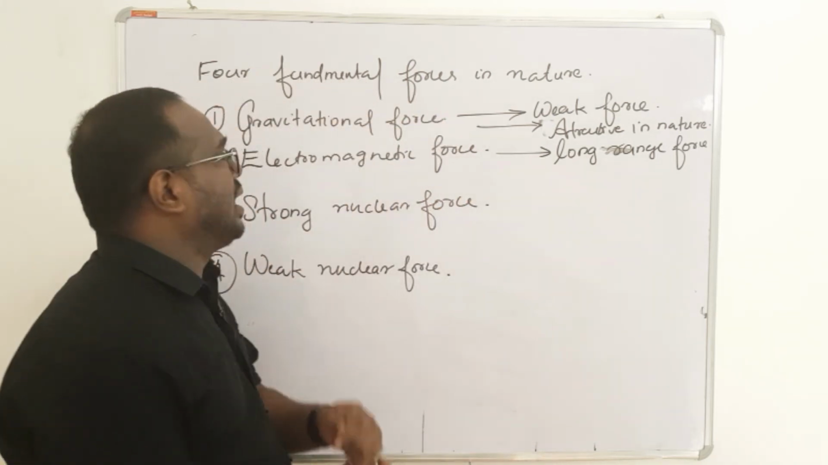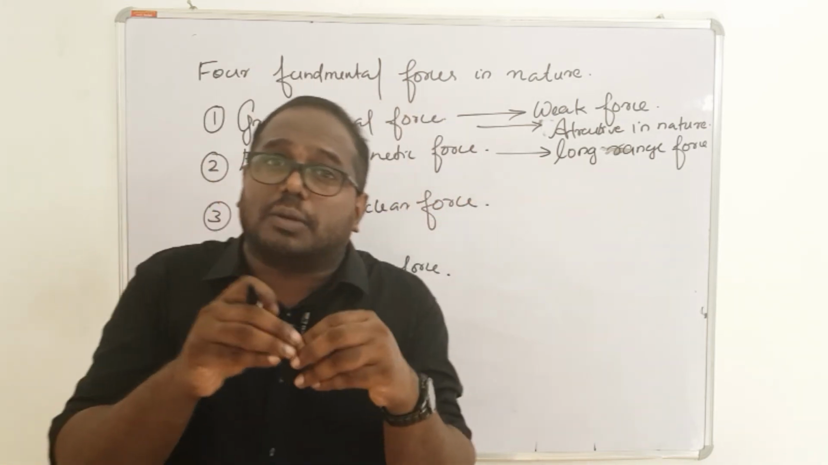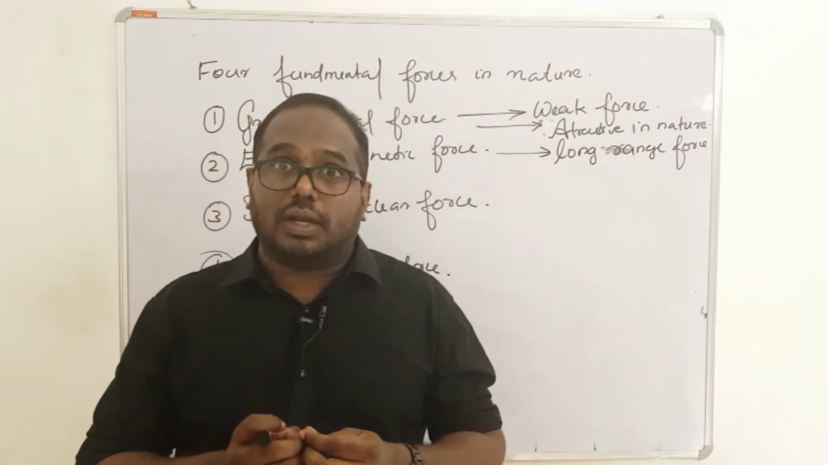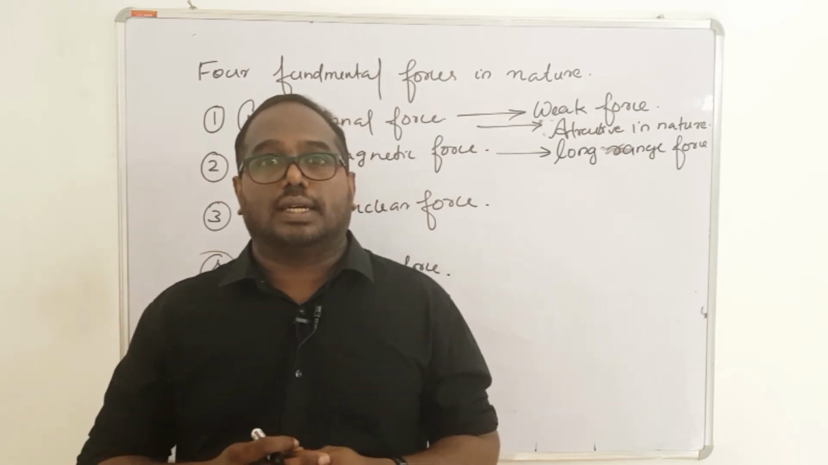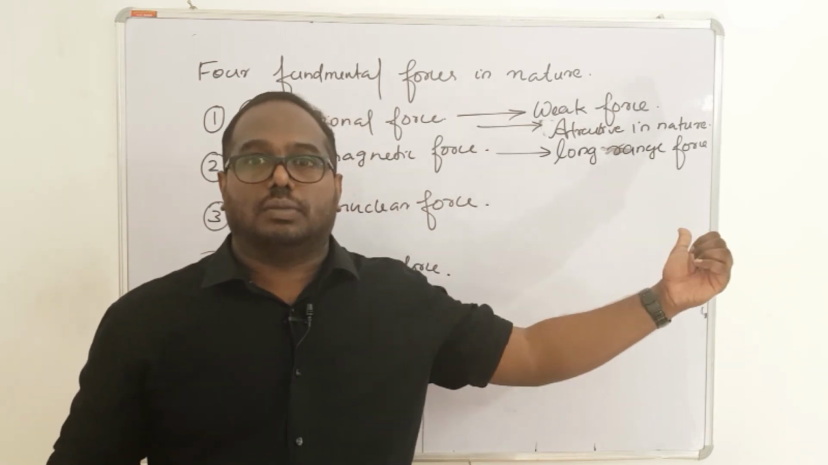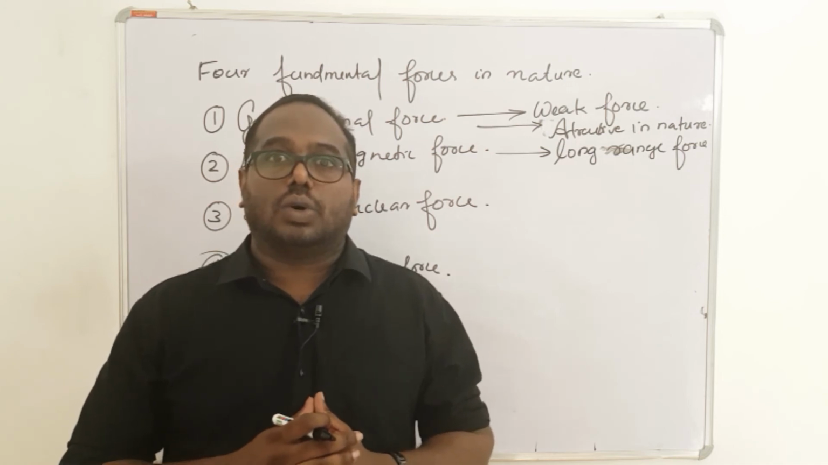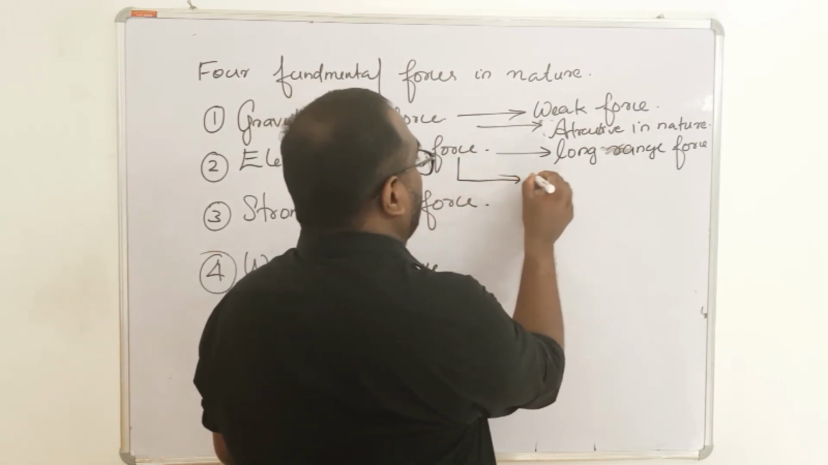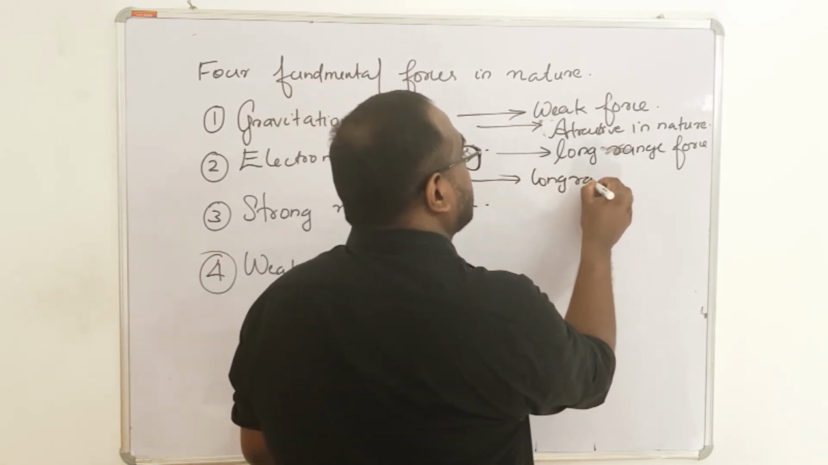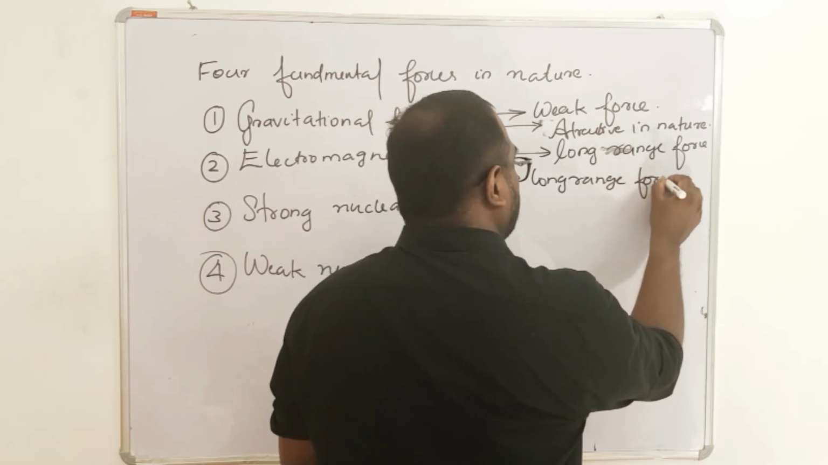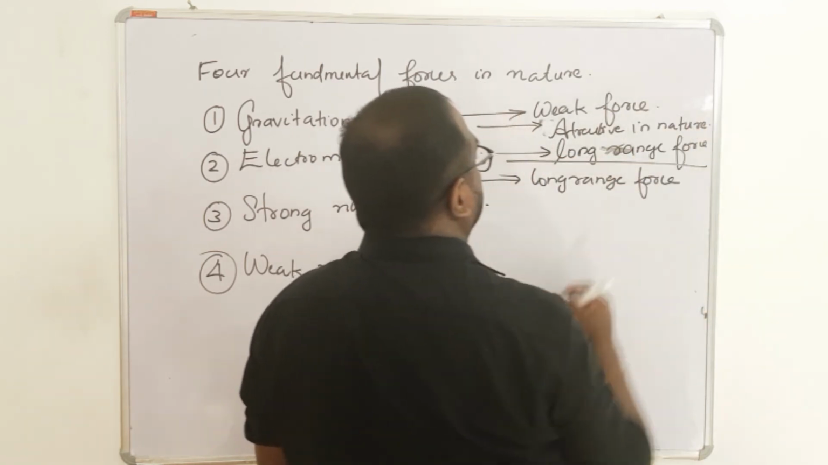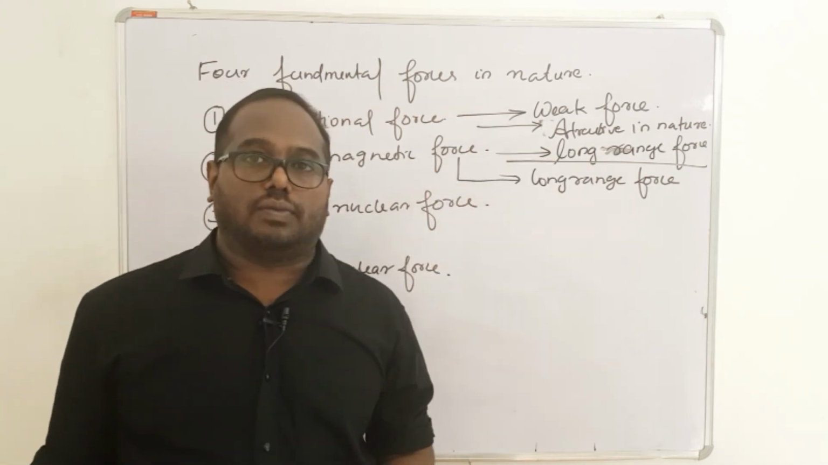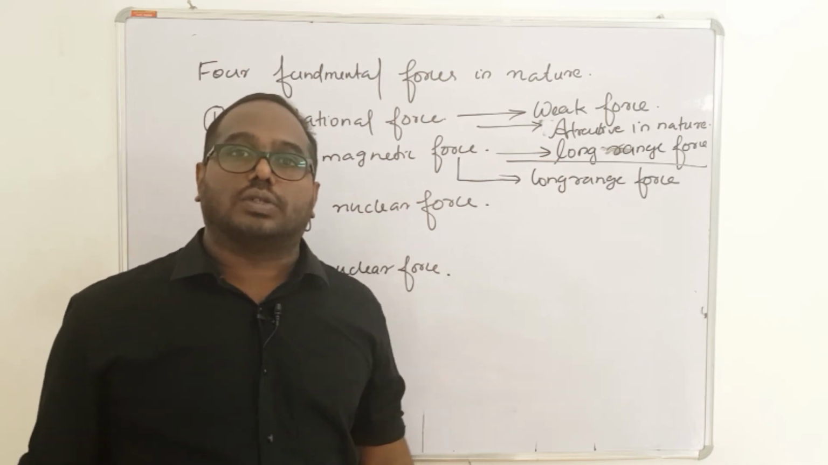Then electromagnetic force. It is the force of attraction or repulsion between two charges, or the force of attraction or repulsion between the poles of a magnet, right? Electromagnetic force, both are there. So this force is also a long range force. So gravitation is a long range force, and this is also a long range force, electromagnetic force. We can experience electromagnetic force at infinity.